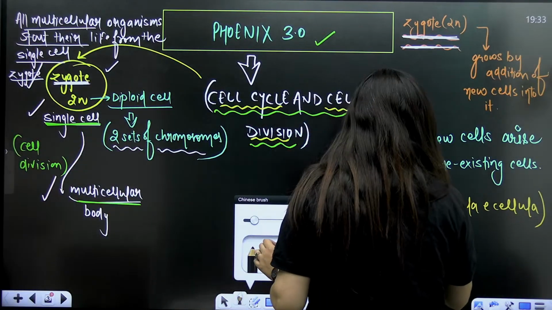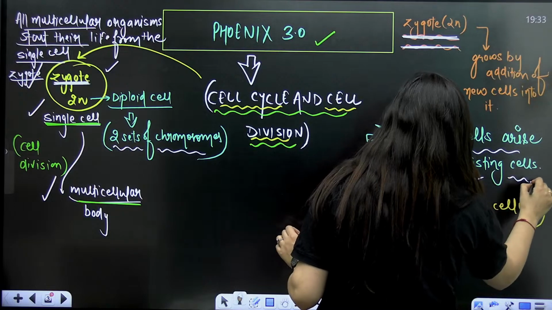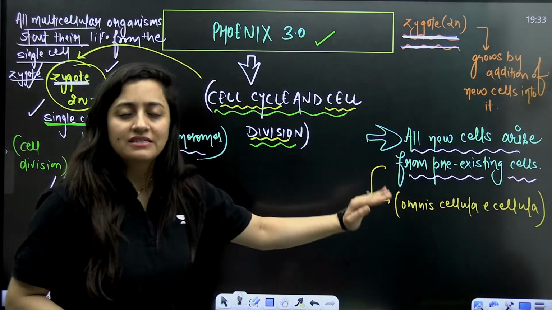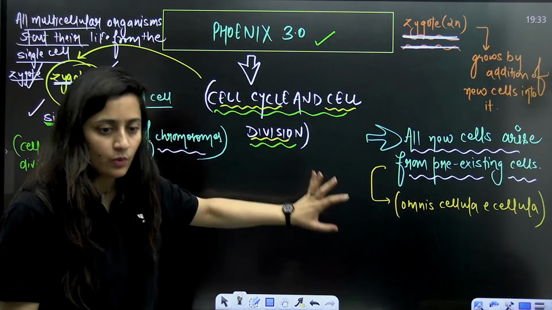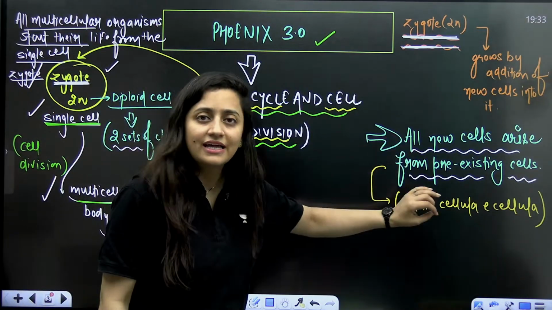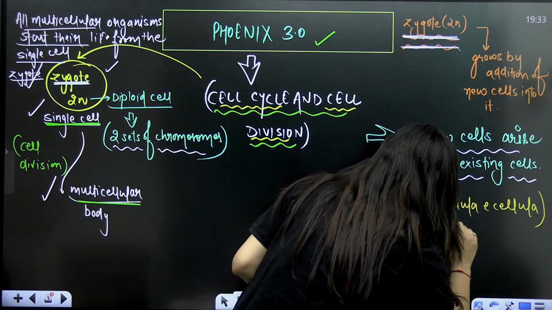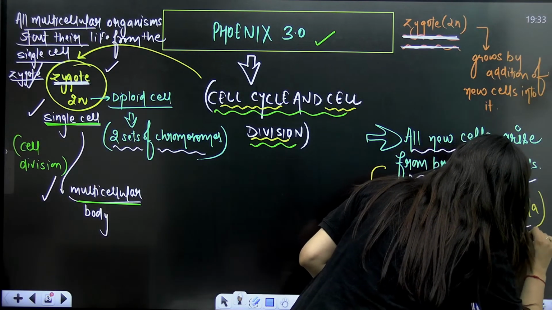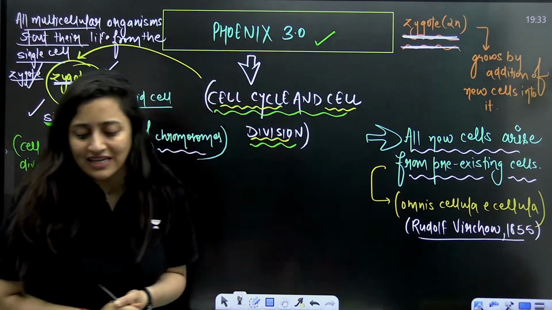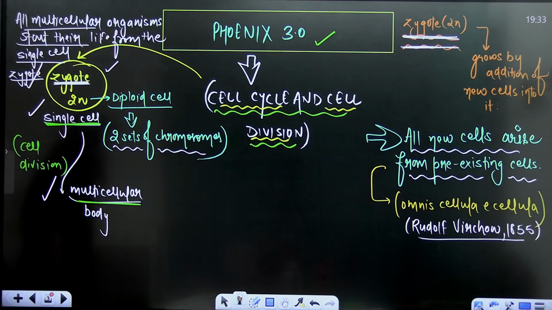So as I said, all new cells arise from pre-existing cells, omnis cellula e cellula. What is the meaning here, guys? Who gave this? Rudolf Virchow, 1855. He was the one who said so. So all cells arise from pre-existing cells, right?